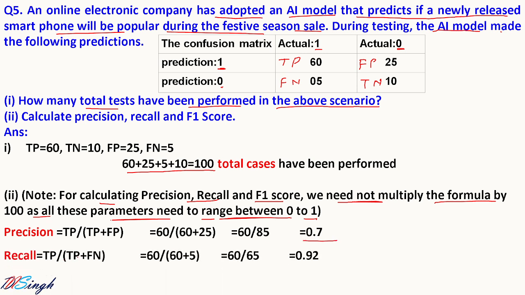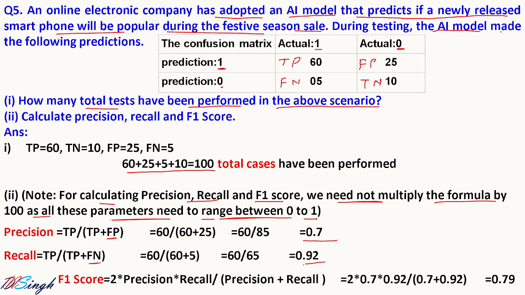Recall will have FN in the denominator, while precision has FP in the denominator. So what does precision consider, beta? False positive cases. And what does recall consider? False negative cases. Once you have calculated the values of precision and recall, the next job is to calculate what? F1 score. The formula for F1 score is same, 2 into precision multiplied by recall upon precision plus recall. So put the values in this formula and you will get the answer.